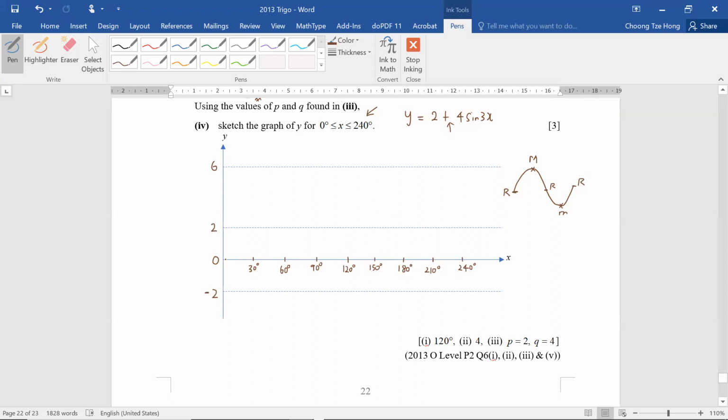At x equals 0, it will be at rest. Rest is actually the central point, which is at 2. After that, it goes to the maximum. So at 30 degrees, you go up to maximum, somewhere around here. Use your ruler to mark it out. In your exam, you have the ruler, and you will get a more accurate, more precise value. Then at 60, it goes back to rest. The pattern is rest, maximum, rest, minimum, then back to rest. At 90, it goes to the minimum, and then at 120, it goes back to rest.